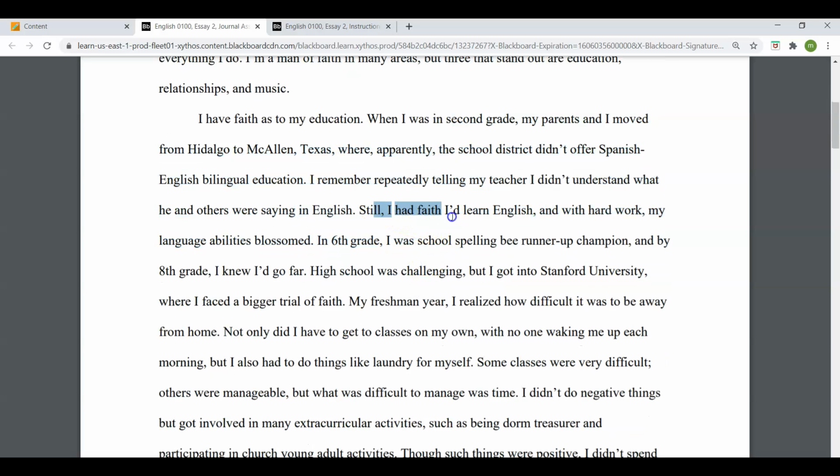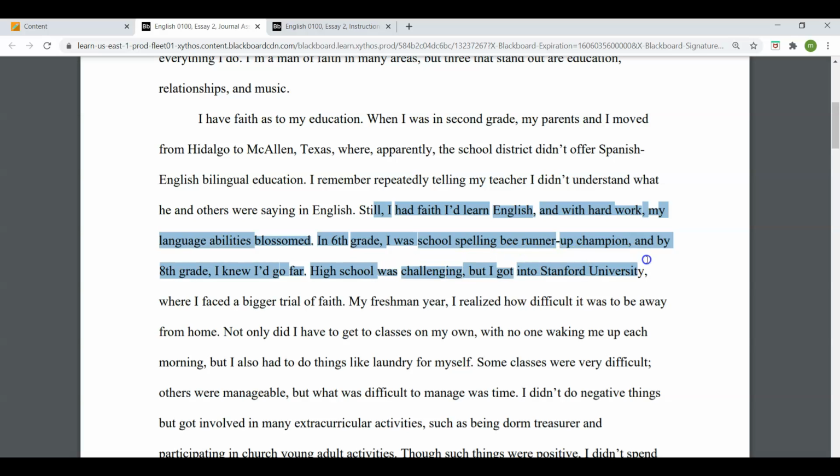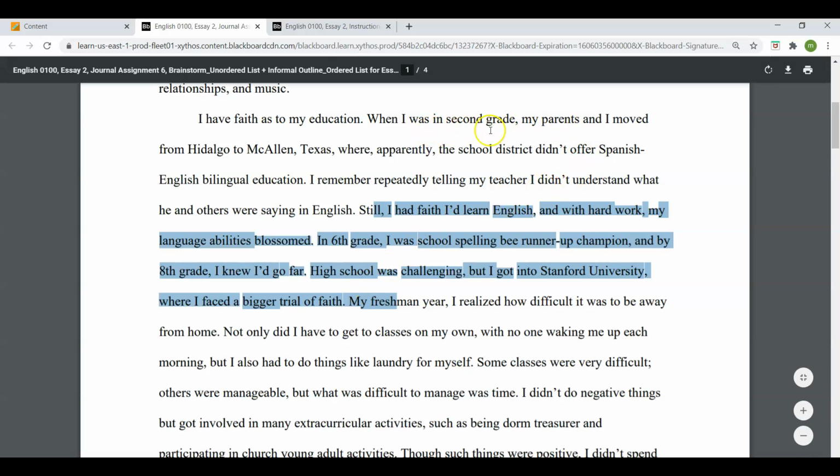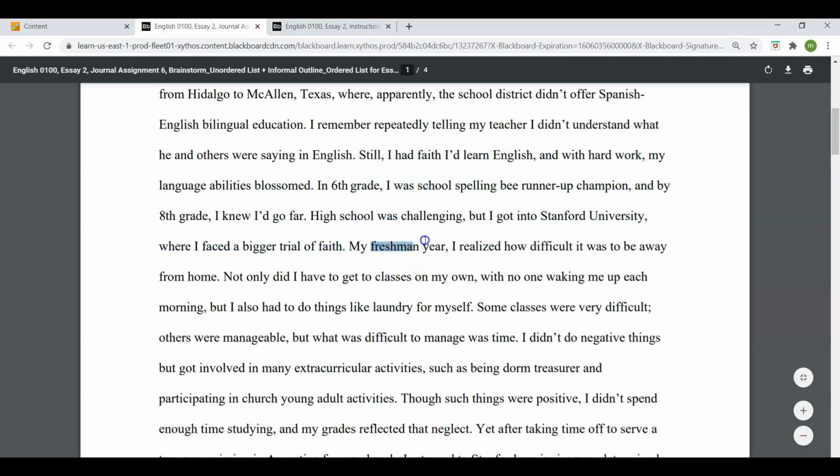My faith paid off because I did well, right? I did well in language arts. In high school, there were some difficulties, but I got into the school that I wanted to get into. And so notice, I moved this right along. It is a kind of story that goes from second grade, and just a few lines later, I'm in college. My freshman year, I realized it was hard to be far away from home.